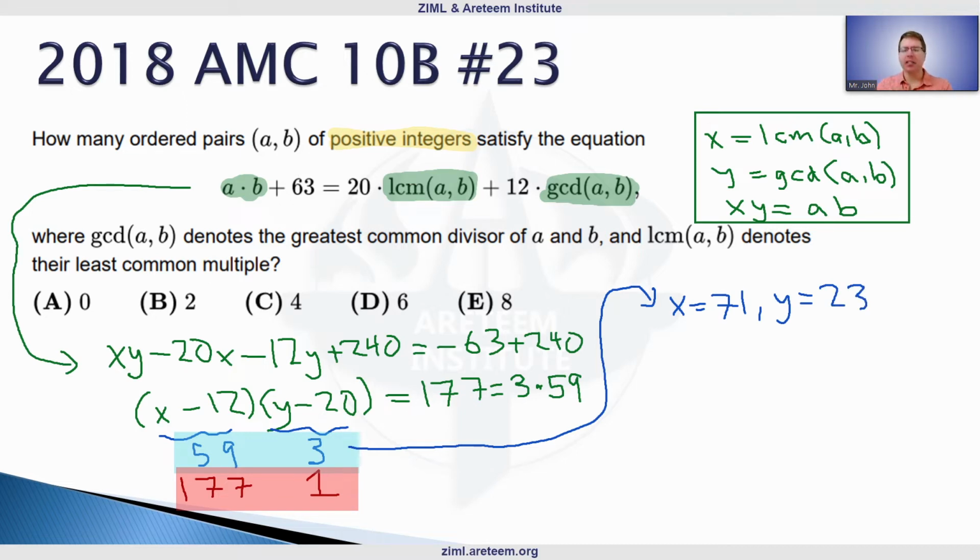Now, can the GCD be 23 and the LCM be 71 of two numbers there? Think about this a little bit and you'll see pretty quickly that this is impossible, right? The LCM needs to be a product of the GCD. Think about, oh, the product, right? The LCM is the product divided by the GCD, right? We have some nice relationships there.